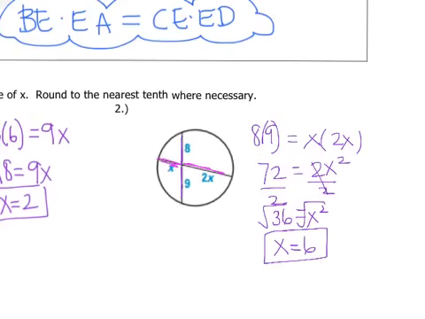Now, I've stressed and stressed and stressed having a plus or minus when we take the square root of this, but you have to think about what you're finding. You're finding a segment length. So if we had a negative 6, that doesn't make any sense. You can't have a negative segment length. So we only are including the positive.